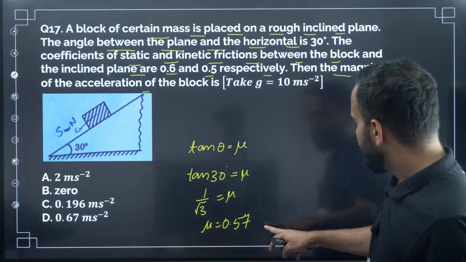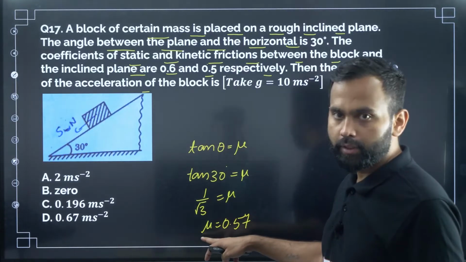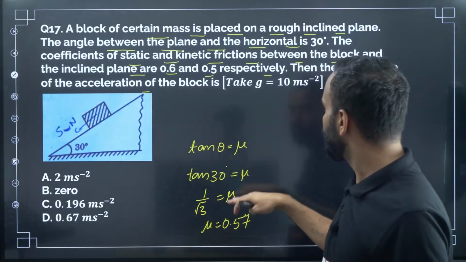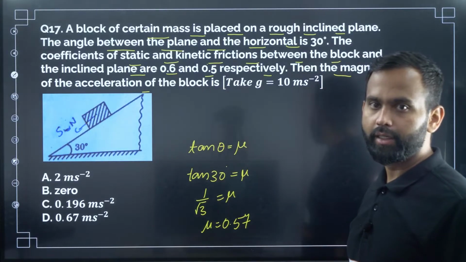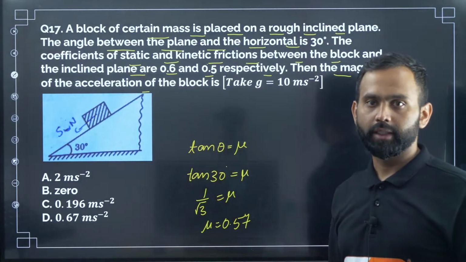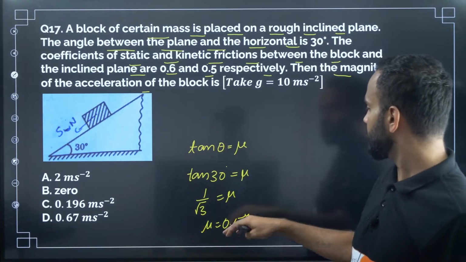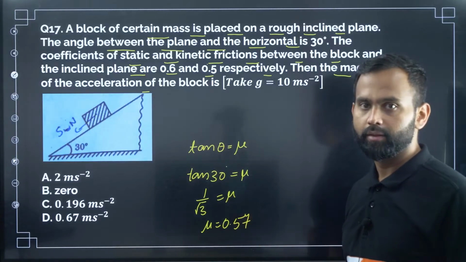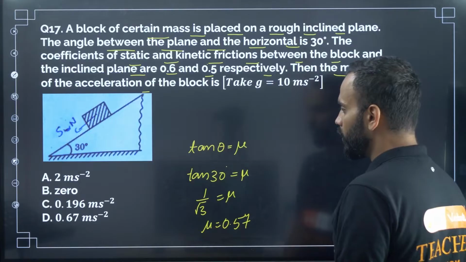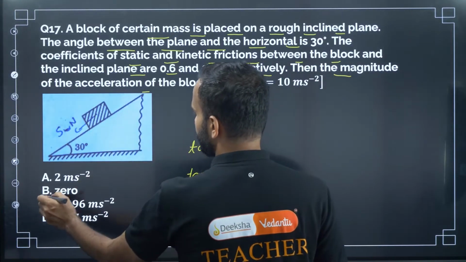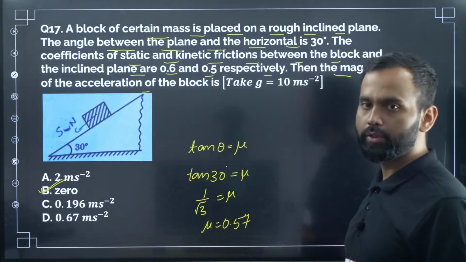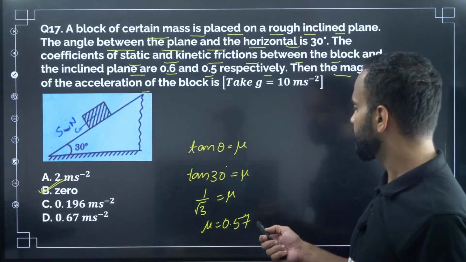See, the angle of repose, which is 0.57, is lesser than the static friction. Therefore the block does not move. The static friction is greater than the angle of repose, so the block does not move. So the acceleration of the block is 0. So the correct option is B. Here you have to use the logic. Yeah. Next question.